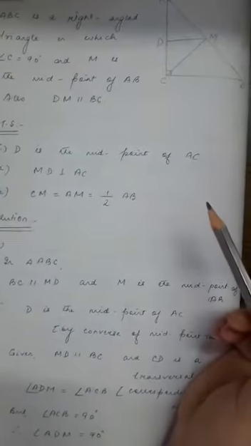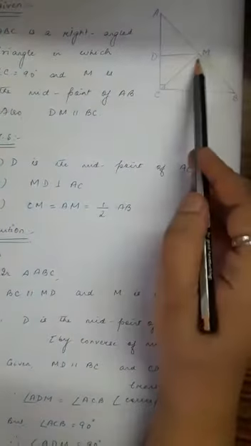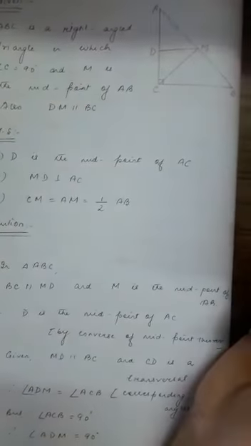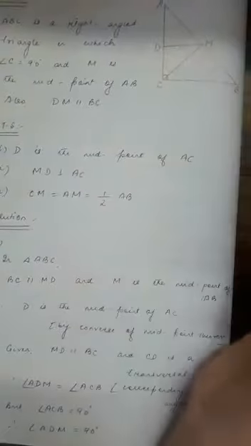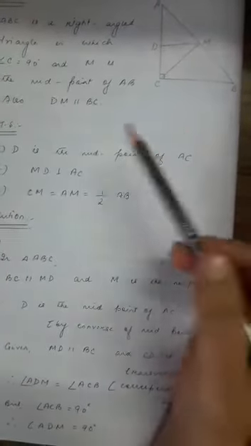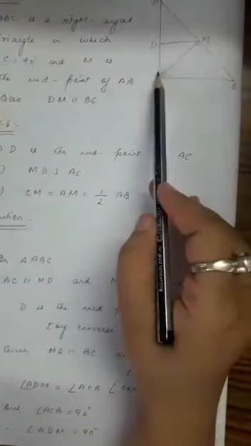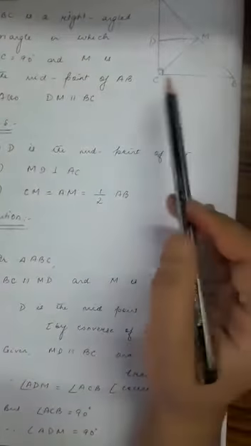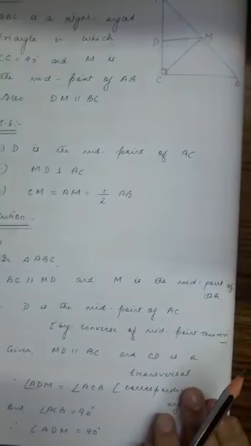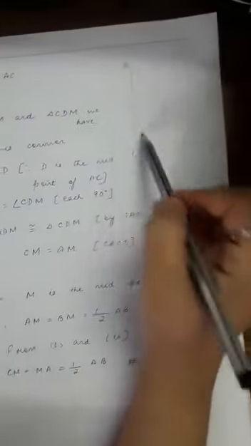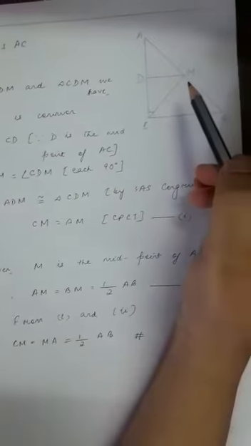Now for the second proof, see here MD is parallel to BC and CD is the transversal. Therefore, ADM, this angle, is equal to ACB, corresponding angles. But we know that ACB is equal to 90 degree. Therefore, ADM will also be 90 degree because they are corresponding angles. Therefore, I can say that MD is perpendicular to AC since it is 90 degree.